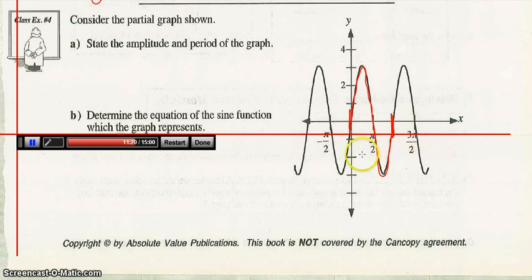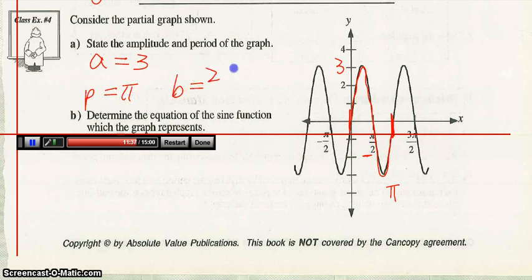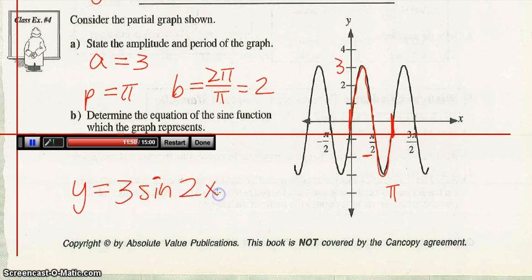If each mark is pi over 2, the second mark will be 2 pi over 2, which is just pi. The amplitude goes to 3. State the amplitude: A is 3. The period is pi, so B is 2 pi over P, which gives you 2. So let's write the sine equation. This equation is A sine Bx.